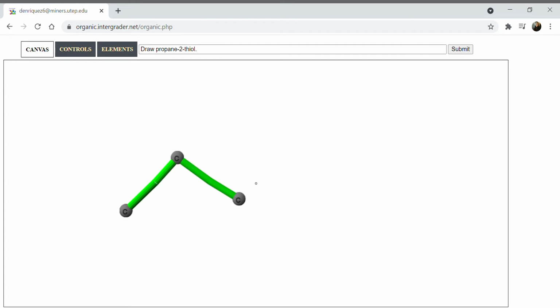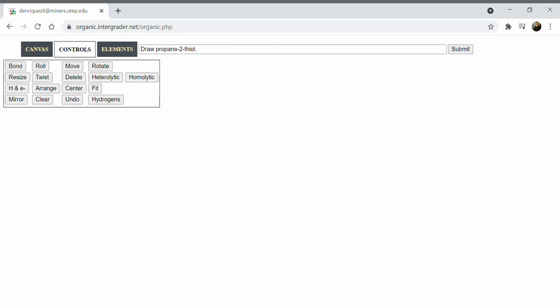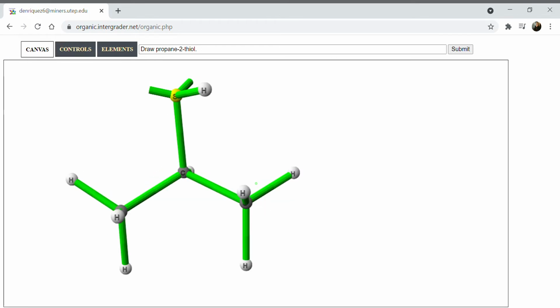Propane, 3 carbons, and a thiol at the 2 position. Add my hydrogens. Again, no indication there's a chiral center, so I can just submit it. The drawing ones are pretty easy and straightforward. It's the naming ones that you have to really make sure that there's no chiral center.